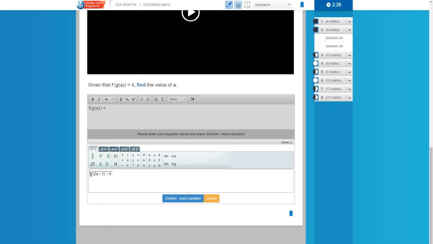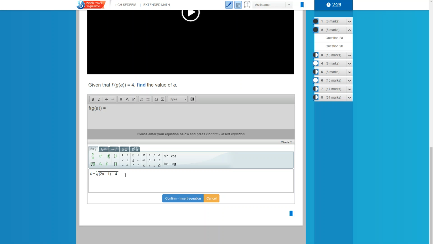Now, this is equal to what? 4, okay? Now, you need to put that it's equal to 4 to ensure that you get 2 marks in this question, okay? You get a minimum of 2. You get 1 for substituting your g of x in. You get 1 for it equaling 4, okay?